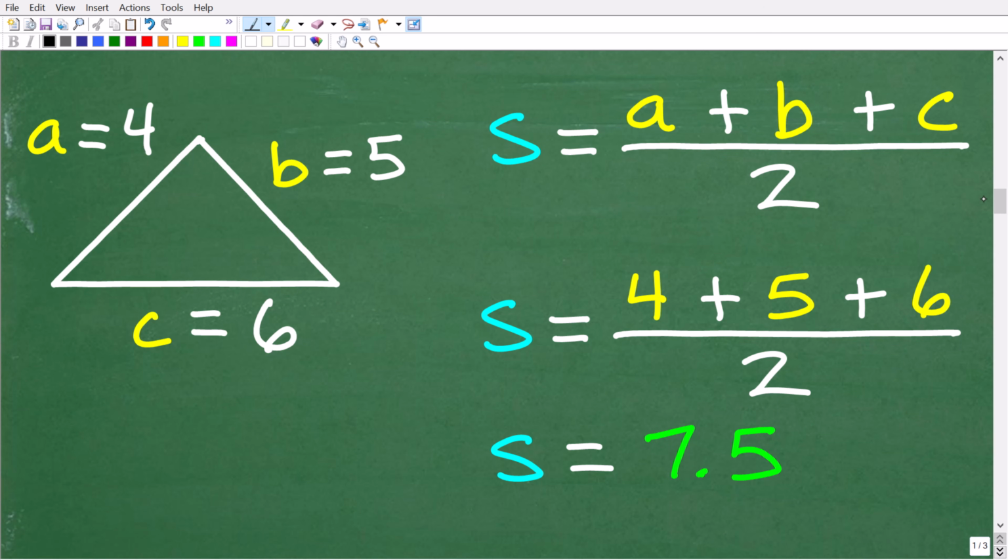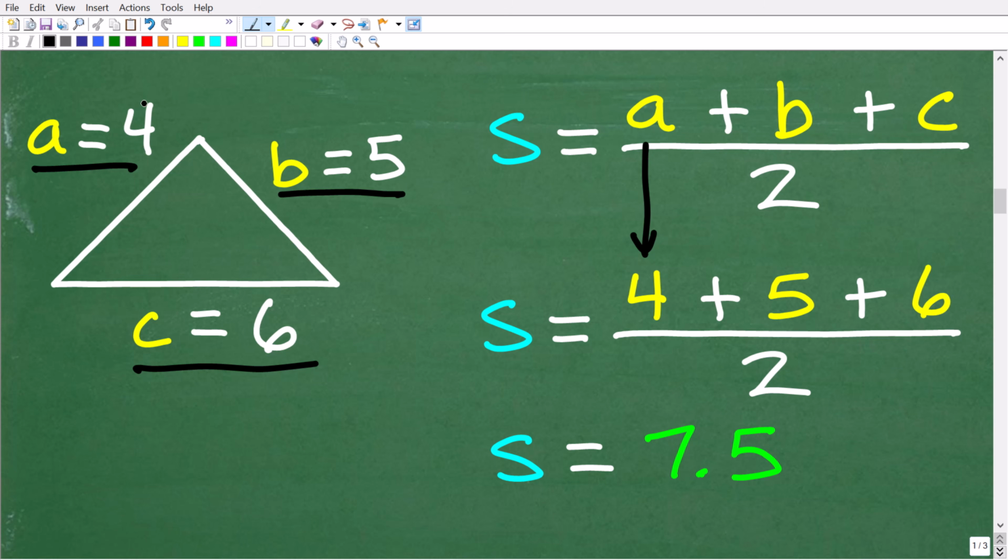The first thing that we need to do is get that semi-perimeter. Again, our sides are 4, 5, and 6. So we'll let A equal 4, B equal 5, and C equal 6. So S is going to be equal to (A plus B plus C) divided by 2. So here we have S is equal to (4 plus 5 plus 6) divided by 2. When you are working with a formula, what you want to do is double check that you're plugging in the right values.